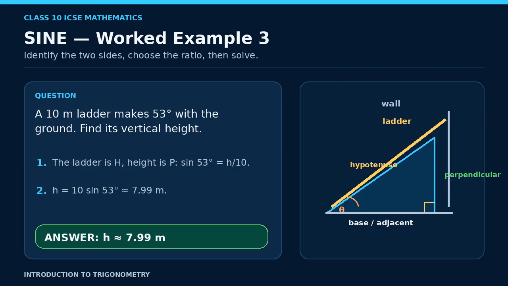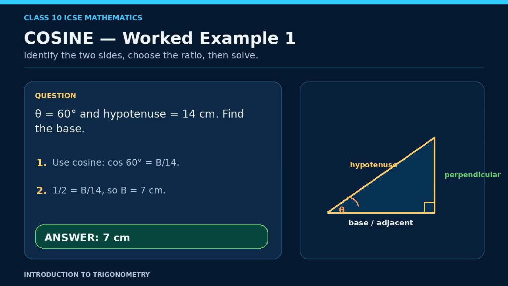Example 3. A ladder 10 meters long leans against a wall and makes an angle of 53 degrees with the ground. Find the vertical height reached on the wall, correct to 2 decimal places. The ladder is the hypotenuse. The height is opposite the 53 degree angle, so use sine. Sine 53 degrees equals height divided by 10. Therefore, height equals 10 multiplied by sine 53 degrees. Using a calculator in degree mode, height is approximately 7.99 meters. Answer, approximately 7.99 meters. Always check whether the answer is sensible. The height must be less than the ladder length, and 7.99 meters is indeed less than 10 meters.